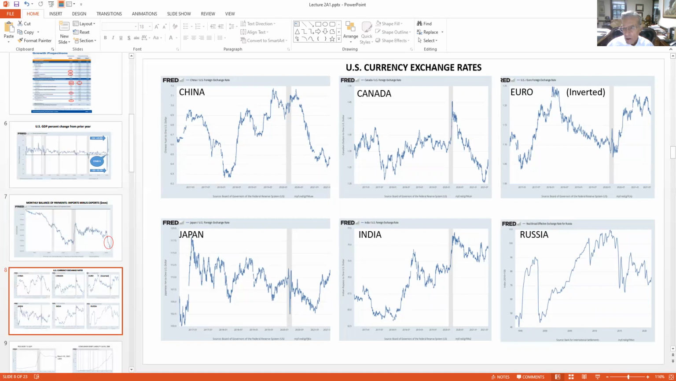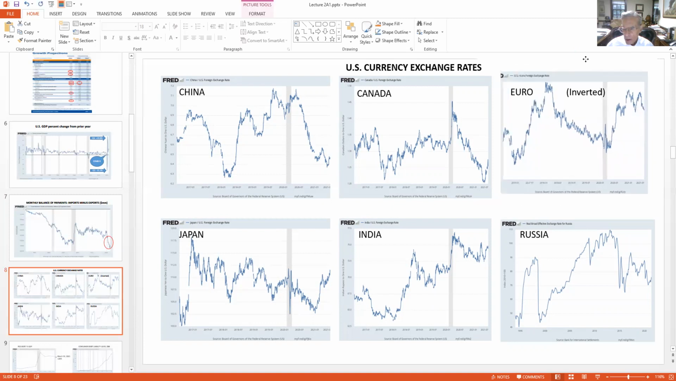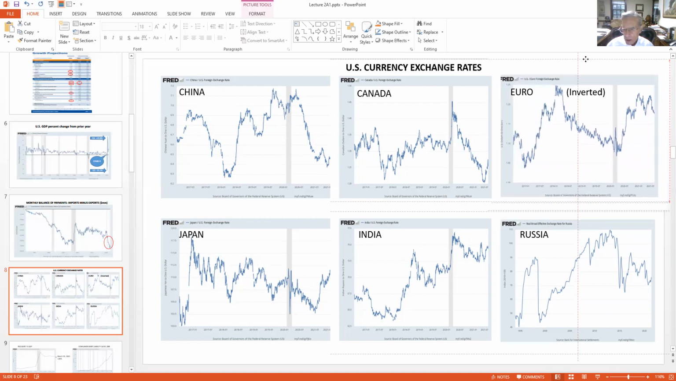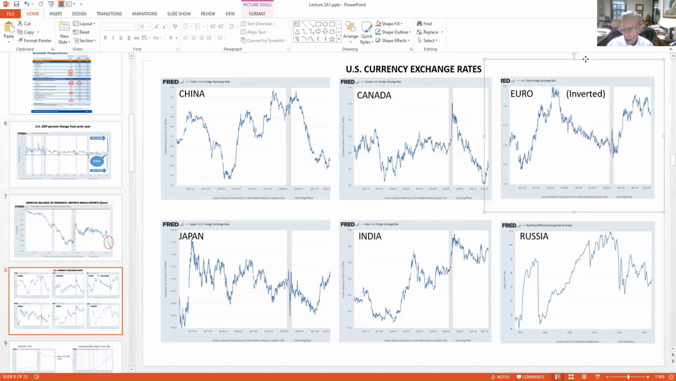In the case of the euro, let me see if I can move this. I hope I can. Whoops. Better be careful here. Well, that helped a little bit.